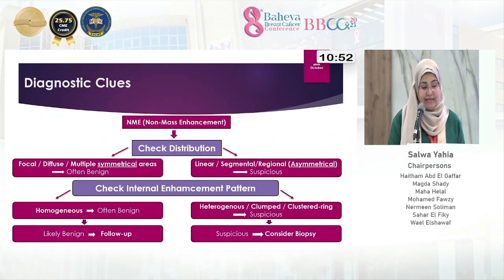So in cases of non-mass enhancement, we have to check the distribution and internal enhancement pattern. In focal, diffuse, multiple, and symmetrical areas of non-mass enhancement with homogeneous internal enhancement pattern, usually often benign, and needs follow-up. While in cases of linear, segmental, regional, asymmetrical distribution with internal enhancement pattern of heterogeneous, clumped, or clustered rings, usually suspicious and consider biopsy.